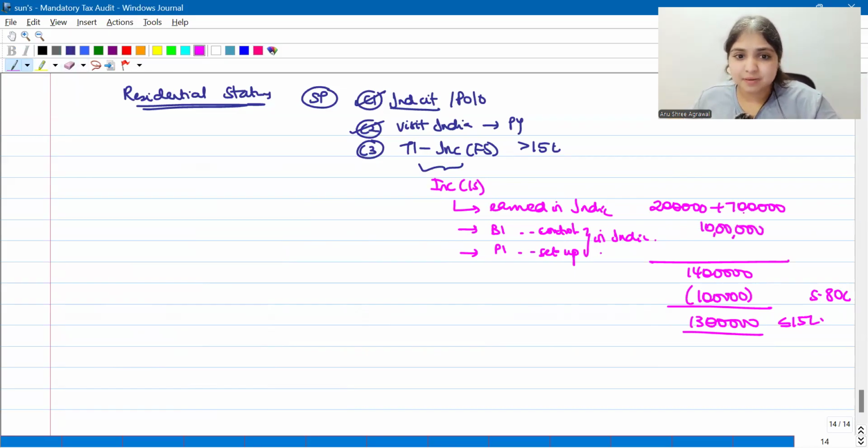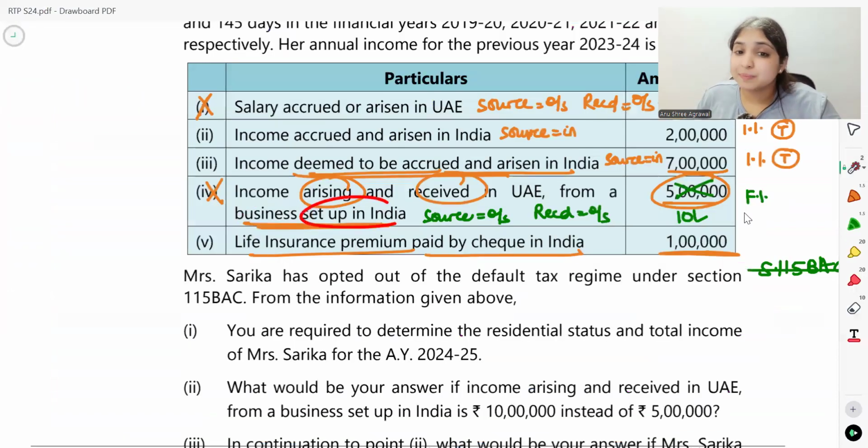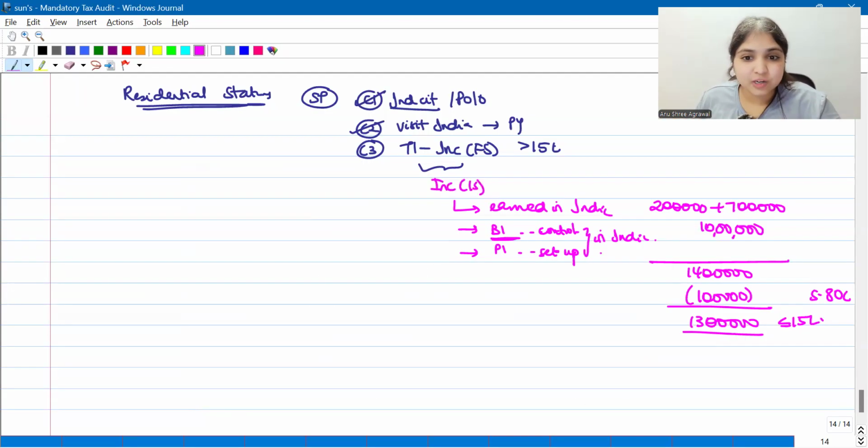The 5 lakh number was this, right? Business income from a business which is set up in India. We are considering that no business income from businesses controlled in India. Don't bother too much about the interchange of these two words in this question. It is fine. So instead of 5 lakh, 10 lakh. Now if you see 2 lakh plus 7 lakh plus 10 lakhs, you will get 19 lakhs here. Minus 1 lakh 80C, you will get 18 lakhs here, which is more than 15 lakhs.